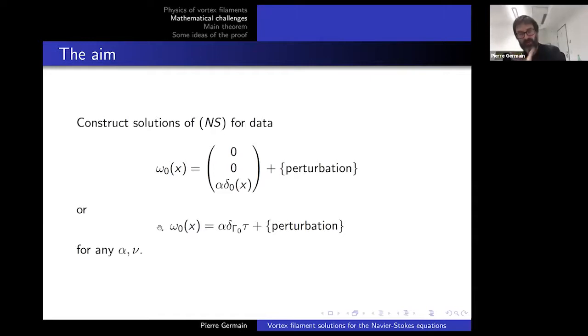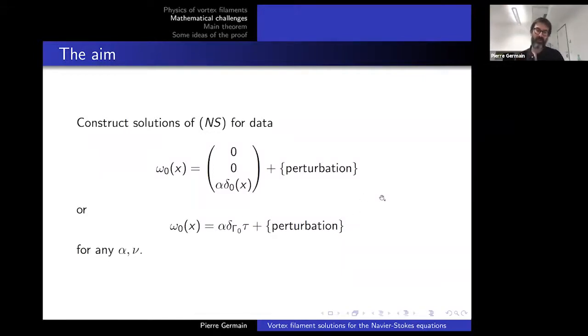So maybe the most general situation would be the vorticity being supported along the curve gamma naught. And you might want to add a smooth perturbation. And this problem is in a way comparable in difficulty to the problem of perturbing a straight filament. So that's what we set out to do. If you want, before you can even prove convergence to the binormal flow, you'd like to make sure there exists a solution. And this is not obvious, as I will try to explain.